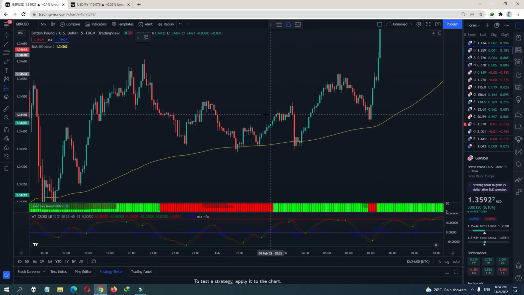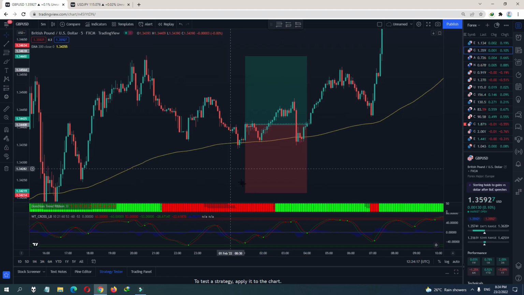So for buy, you want the price to be above the 200 EMA, you want the Donchian channel to be red, and you want the wave trend to cross up from below the zero line, the middle line here. So the green dot must be below the zero line. So here is the signal.